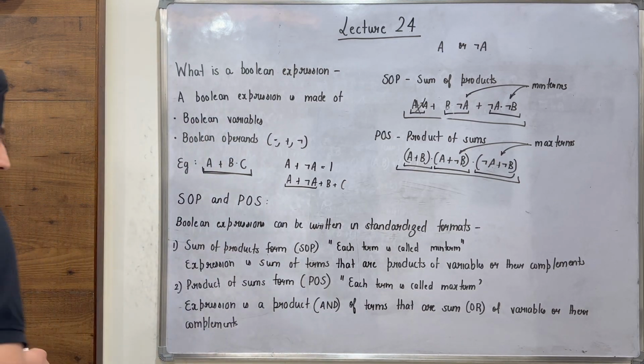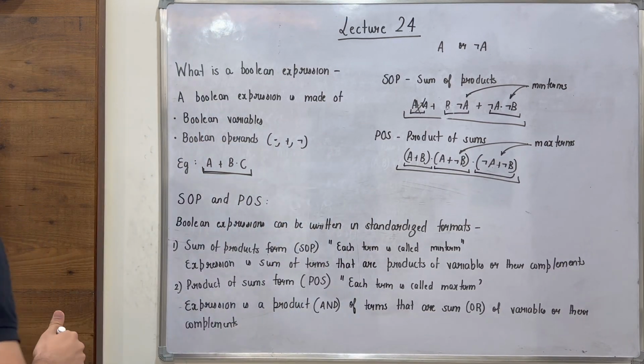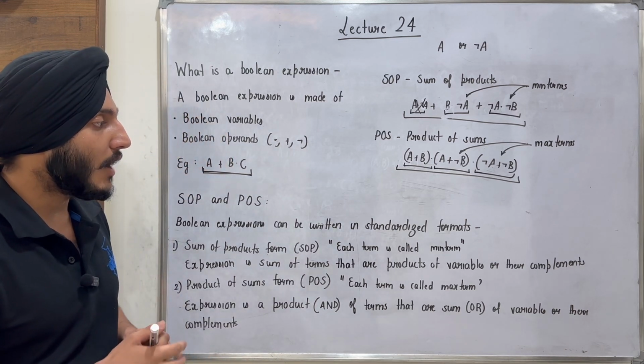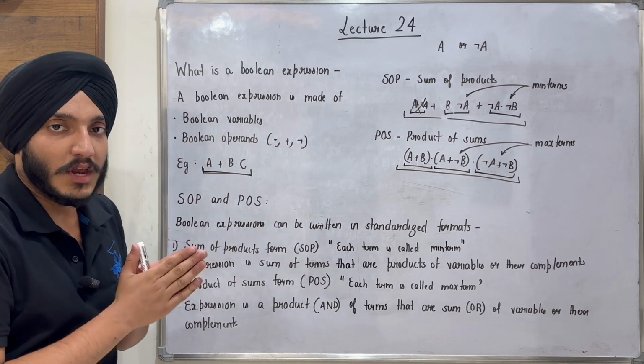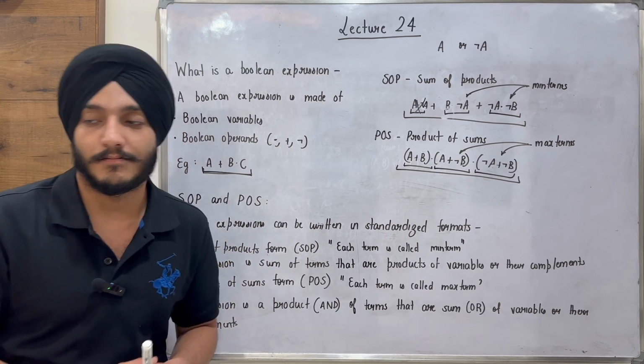Okay, so I hope you were able to understand minterms and maxterms along with what is a Boolean expression. Now, let's try to understand how we can use the truth tables to convert them into SOP or POS form.